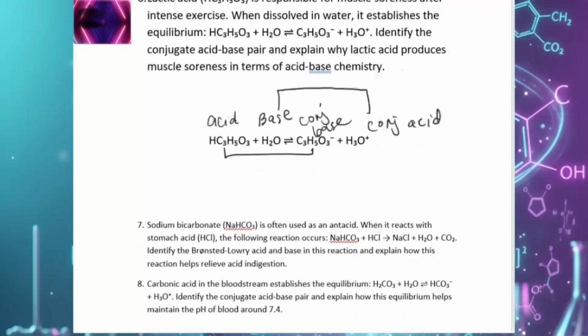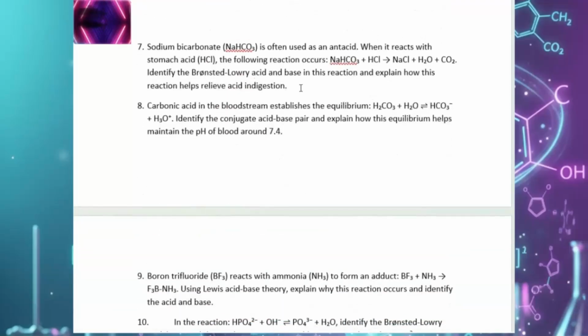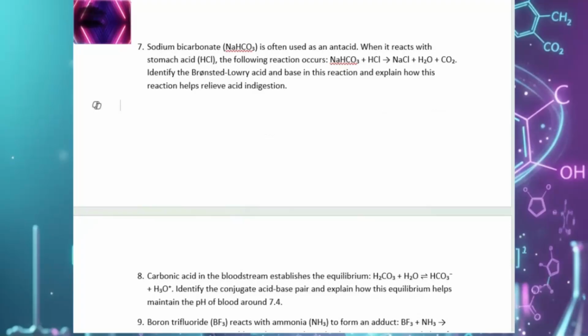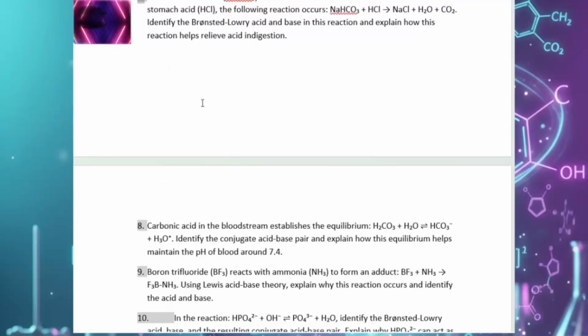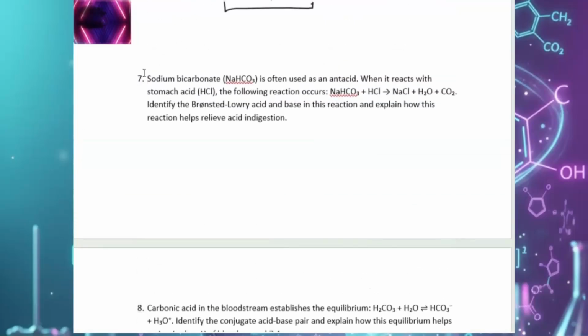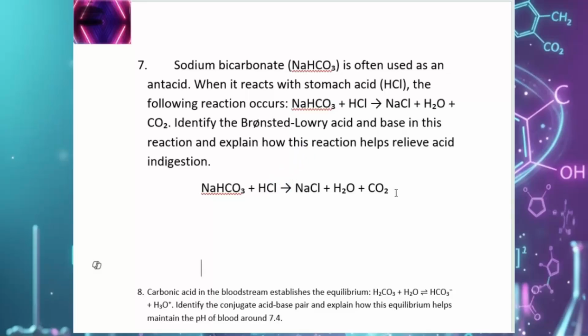All right. Number seven. Again, we should be getting through these quick, because by now you should see how easy and simple they are to do. If you look at this next one, you have sodium bicarbonate. It's often used as an antacid. When it reacts with stomach acid, HCl, the following reaction occurs. This is a neutralization reaction, by the way.